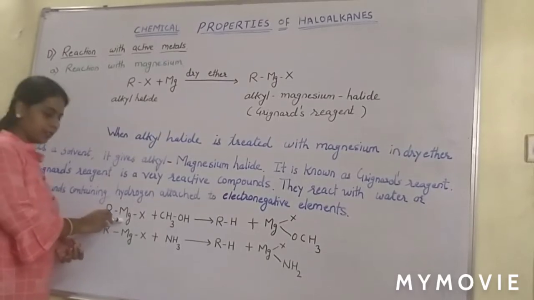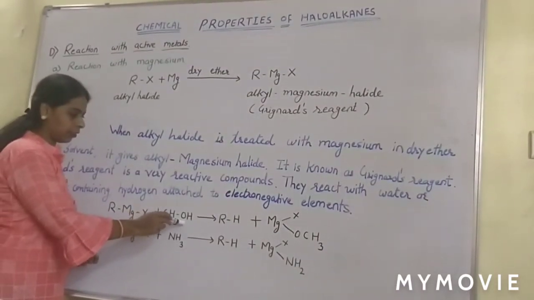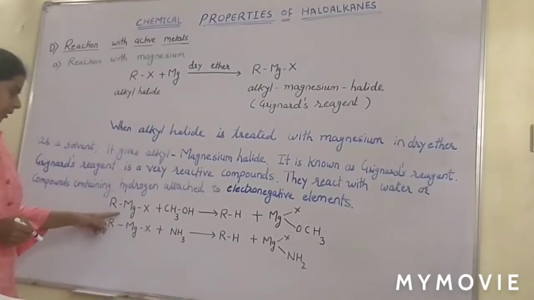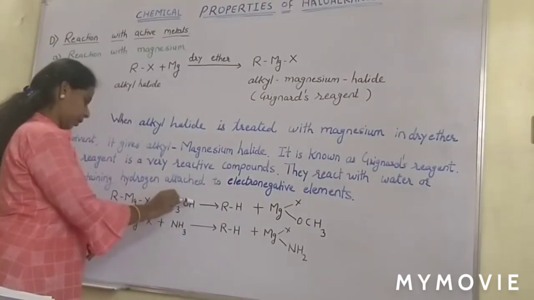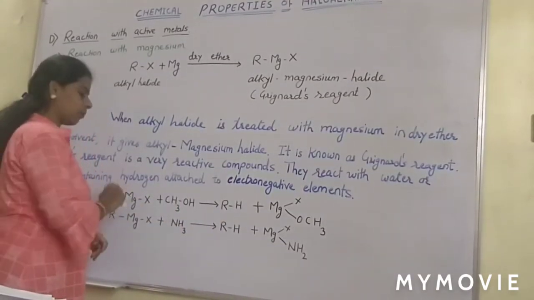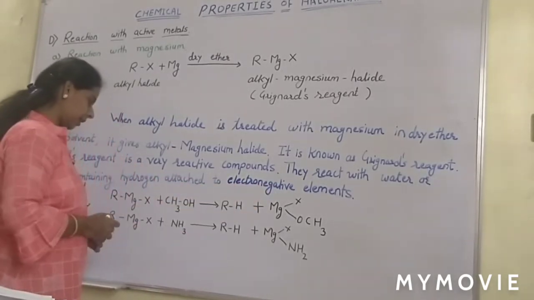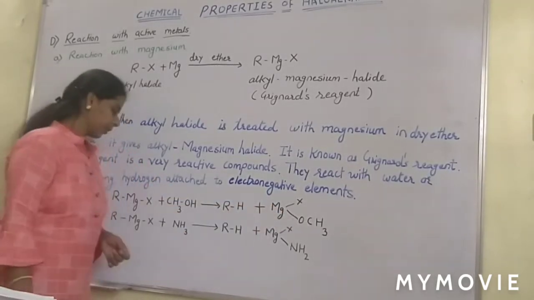Now see, this is the Grignard's reagent, reacting with CH3OH, that is methanol. Now we'll see about their reaction. There is a formation of hydrocarbon RH. What is left? Magnesium is divalent, so one valence is attached with X, that is a halide, and another valence is occupied by OCH3 group.